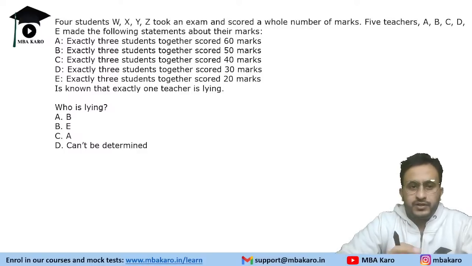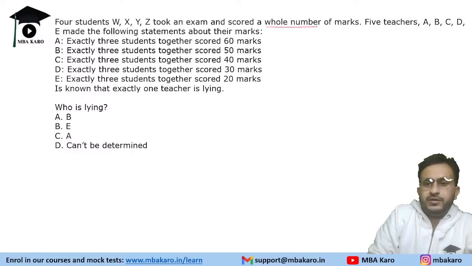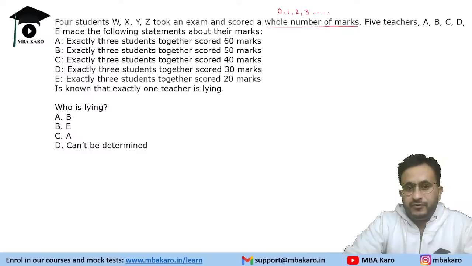So there are four students, W, X, Y, Z. They took an exam and scored a whole number of marks. What is a whole number? Whole numbers means 0, 1, 2, 3. These are whole numbers. There are five teachers, A, B, C, D, E. They made the following statements about their marks. So they say exactly three students together scored 60 marks.